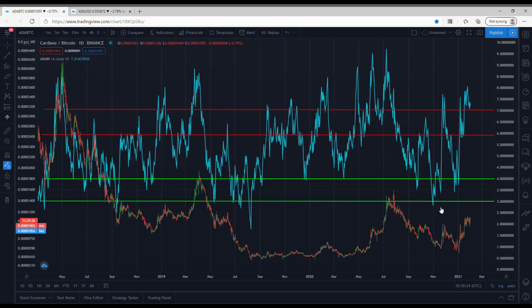Let's have a look at the ADA to Bitcoin chart. Keep in mind that's the ADA to Bitcoin chart. This is not the ADA to USD. It's really different. This is mainly for the people that like to swap between coins.